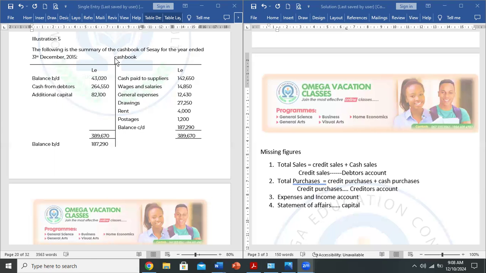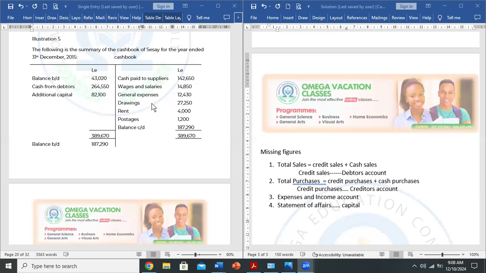Okay, so that is the cash book. Thank you, Prof. Natasha. That's the cash book for us. And let's appreciate some of the things. Opening balance, cash from debtors, additional capital, right? Cash paid to suppliers, wages and salaries, general expense.